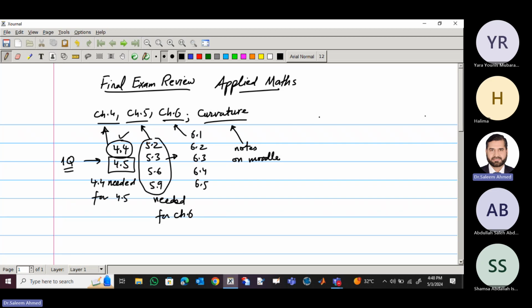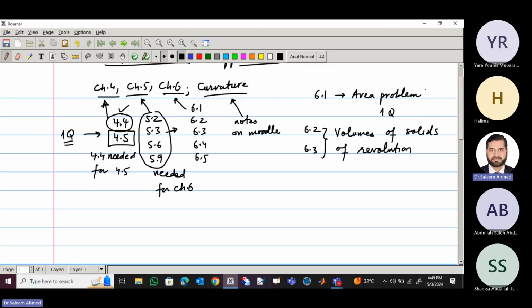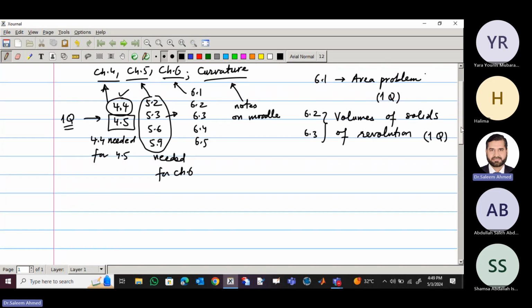So in 6.1, it's area problem, area between two curves, right? So I will give one question from there. Then 6.2 and 6.3, they both are volume problems, volumes of solids of revolution. We revolve an area about x and y axis and it becomes a solid. So when it becomes a solid, we find that volume. So I'll give you one question from here, right? Maybe two parts, one part from 6.2, one part from 6.3, like that.